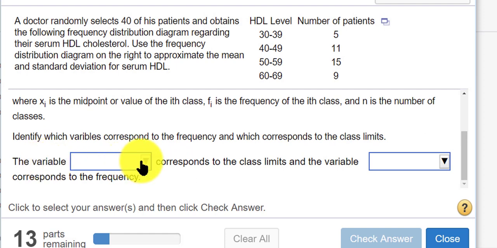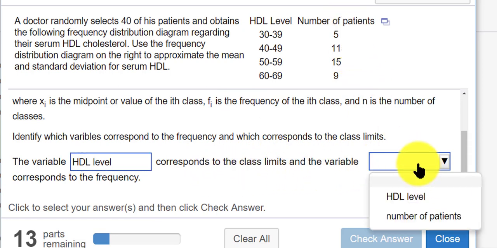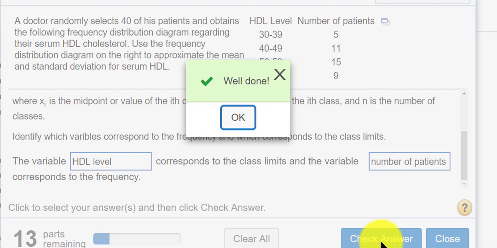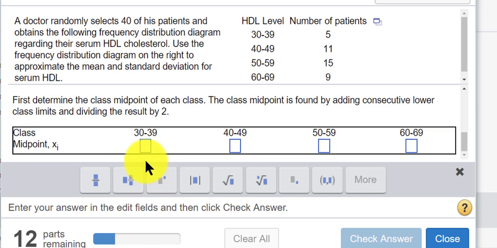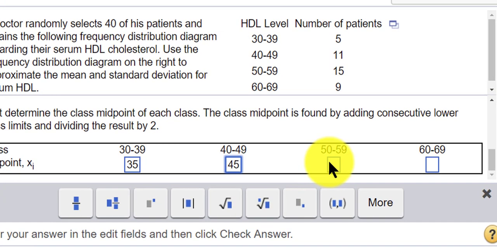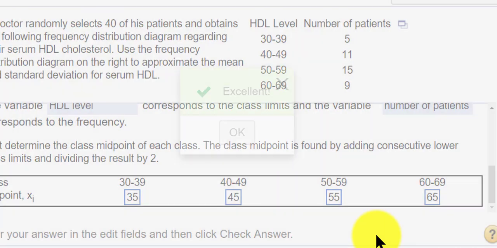Right, so the variable for the class limits would be the HDL level. That's the class limits. And the frequency is the number of patients. I press check answer. And then for the midpoints, they tell you, add the consecutive lower class limits and divide by 2. So 30 plus 40 is 70. Divided by 2 is 35. And then 40 plus 50 is 90. Divided by 2 is 45. And again, you can see we are increasing by tens. Check answer.